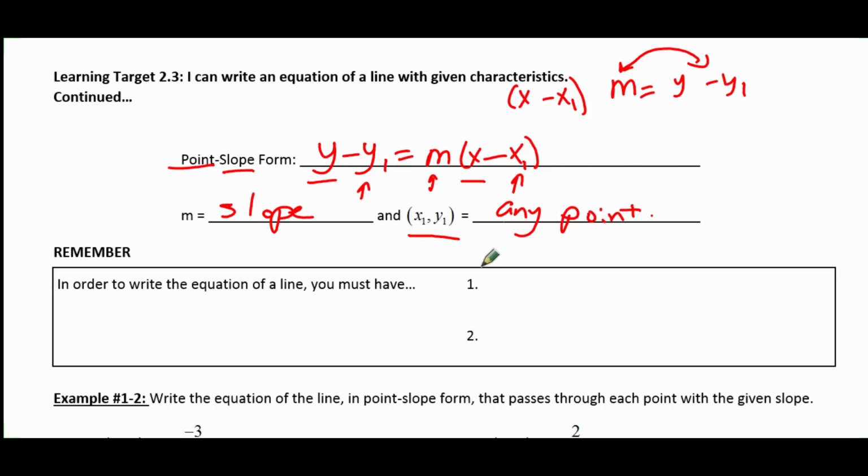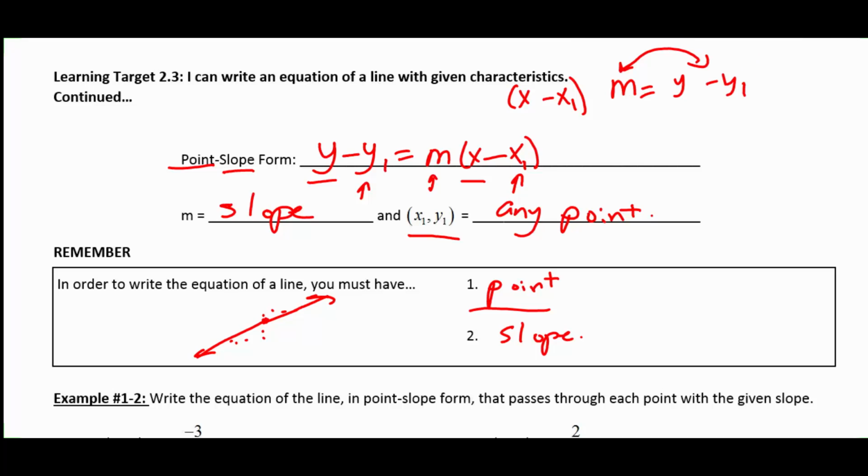Alright, we talked about this yesterday. In order to write the equation of a line, you must have a point and a slope. You do not have to have the y-intercept. You just have any point. You have a point, and I tell you you're going to rise 2 and run 3, you can draw your line. That's all you need to know. Then we'll go down 2 and we'll go left 3. That's what you need to write the equation of a line.